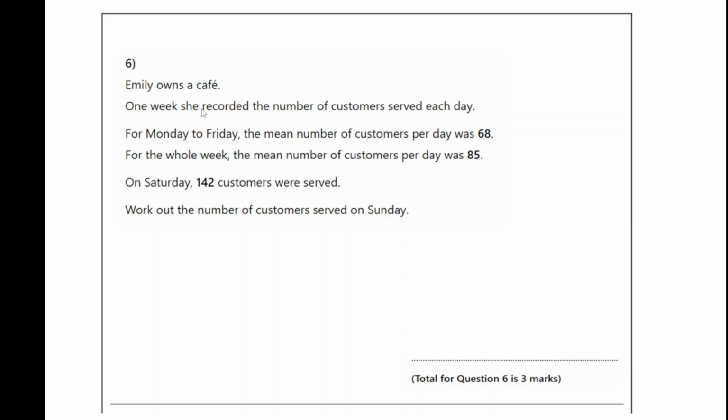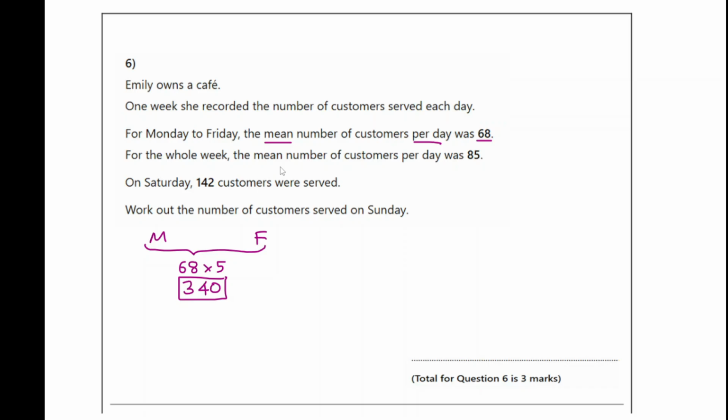Emily owns a cafe. One week, she recorded the number of customers served each day. From Monday to Friday, the mean number of customers per day was 68. So we know from Monday to Friday, she had 68 customers per day. So the total number of customers would be 68 multiplied by 5, which is 340.